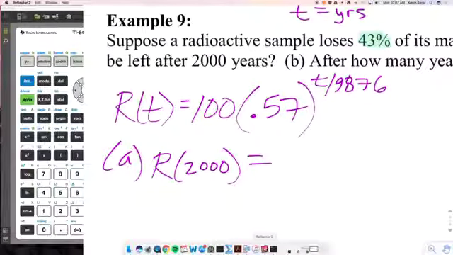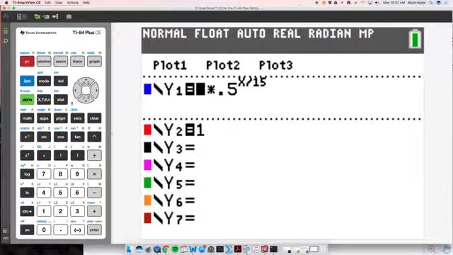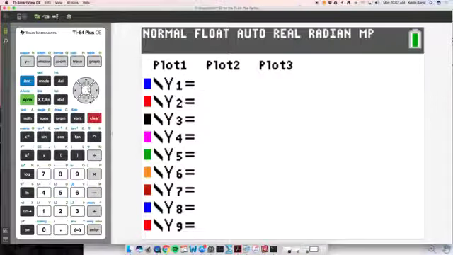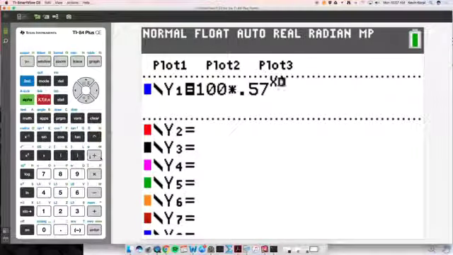And you could actually just type it into your home screen. 100 times 0.57 caret 2,000 divided by 9876. It'll give you the answer. But you're going to be using this more than once. And if you're going to be using it more than once, it's probably worth typing it into Y1. So I'll go ahead and do that. 100 times 0.57 raised to the X divided by 9876. Double check it, triple check it, make sure it's in there correctly.